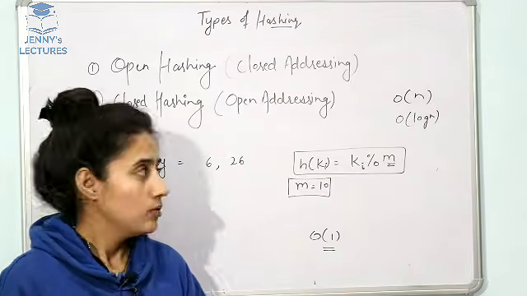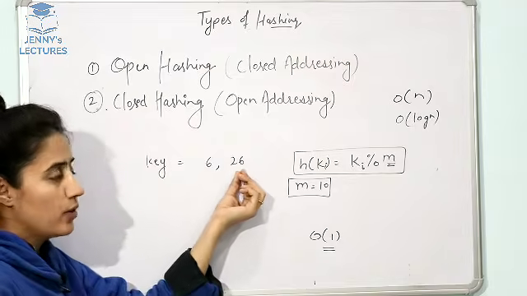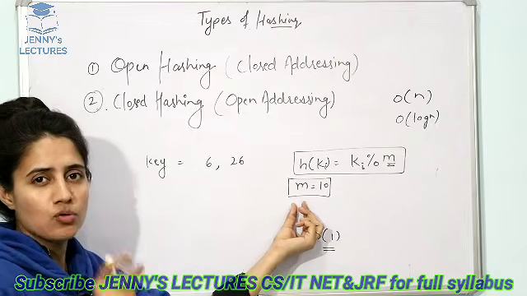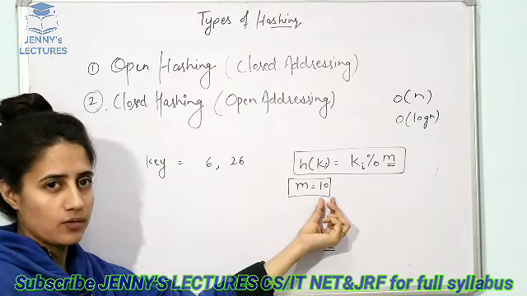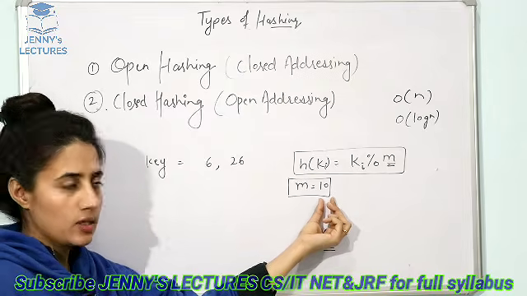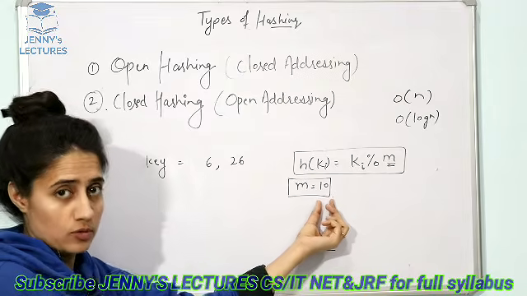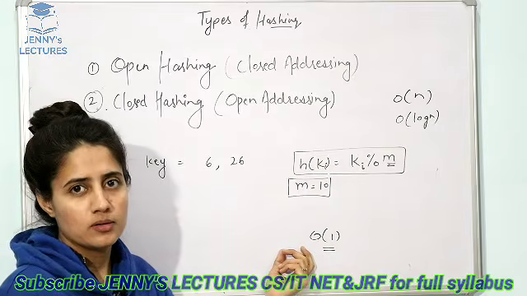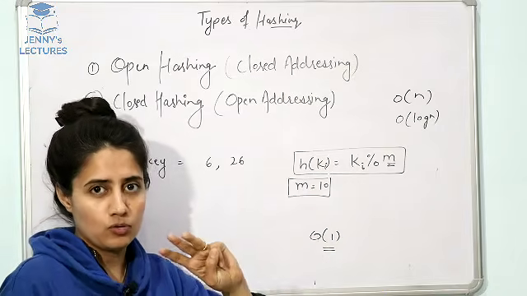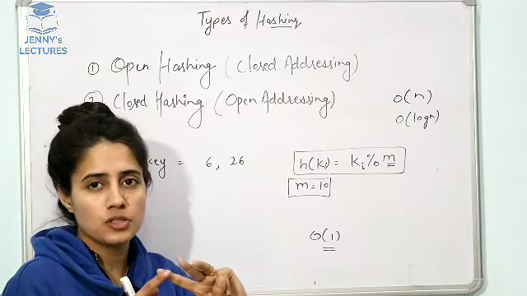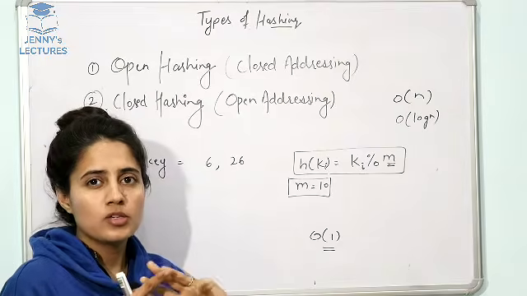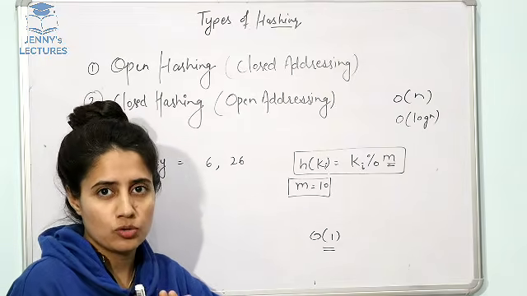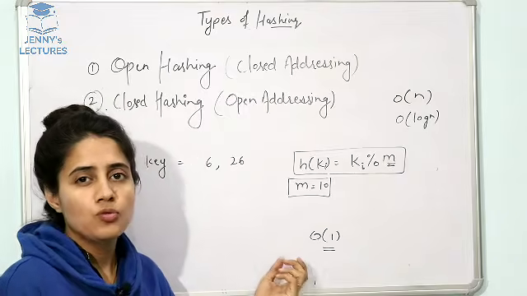Collision means, let us take an example. We have two keys, 6 and 26, and the size of the hash table is 10. We can store 10 values in that hash table, and the hash function you are given is this. You are supposed to use the division method. There are methods to calculate the hash function: the division method, the folding method, the mid square method, and also the modulo multiplication method. Okay, so you are asked to use the division method.